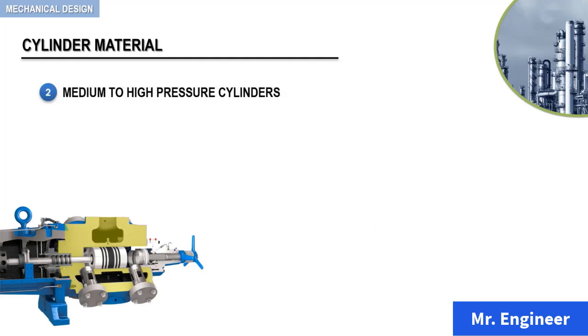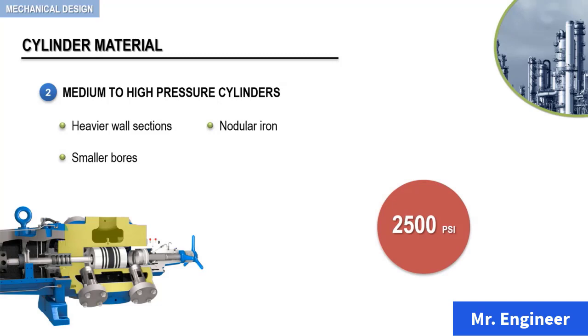Medium to high pressure cylinders have heavier wall sections and smaller bores. The material in this case would normally be nodular iron, but steel has been used in the past. Cooling and control options are similar to those in low and medium pressure cylinders. In this arrangement, the pressure range is from 1000 to 2500 psi, depending on the cylinder bore sizes.